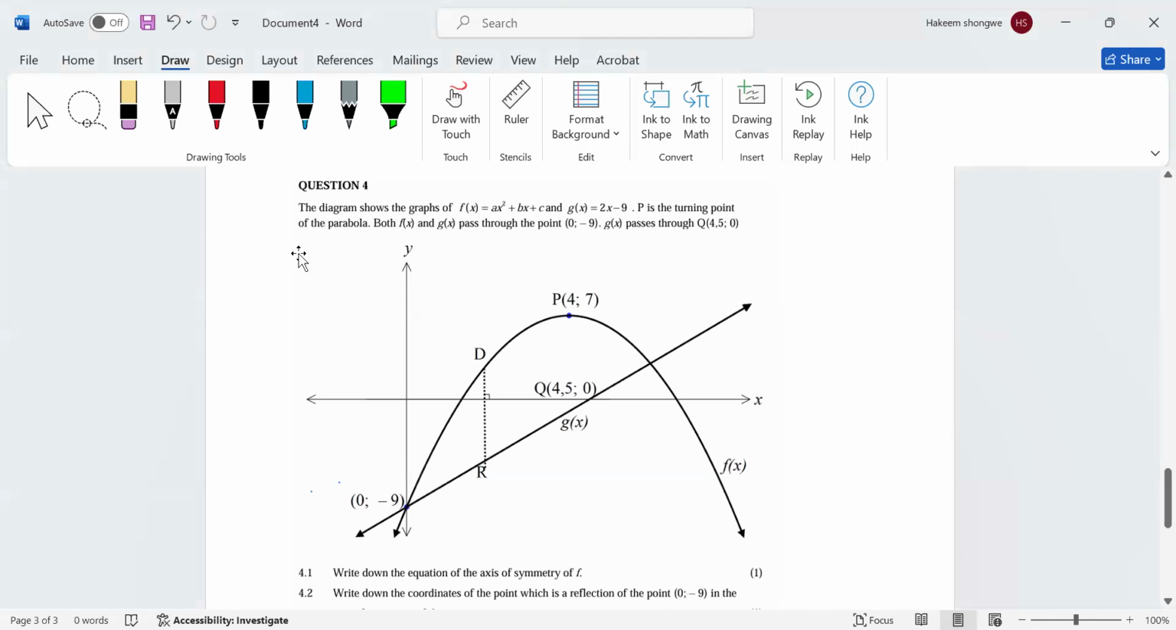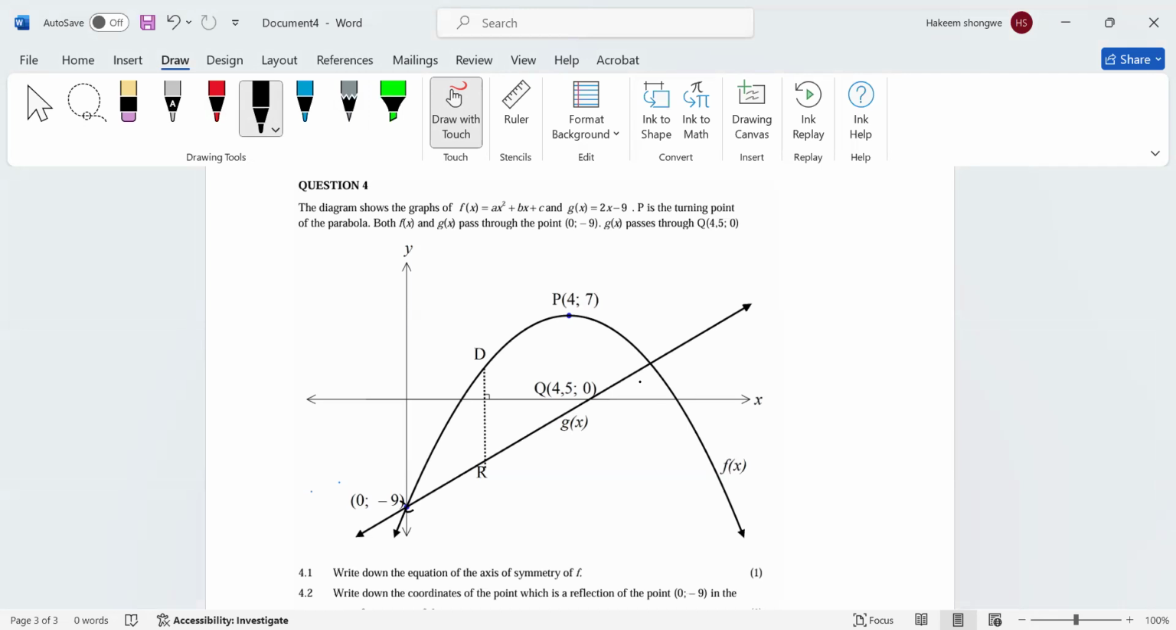So question four: the diagram shows f of x equals x squared plus bx plus c, and g of x equals 2x minus 9. T is the turning point of the parabola. Both f and g pass through the point (0, -9). g of x passes through (4.5, 0).